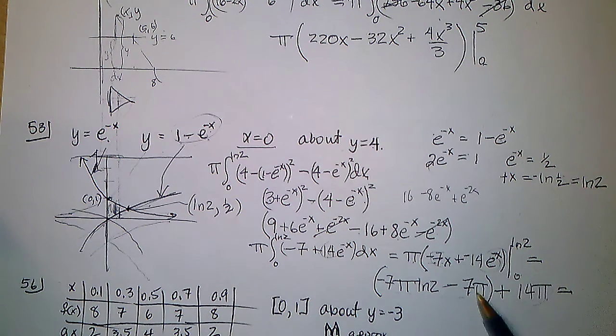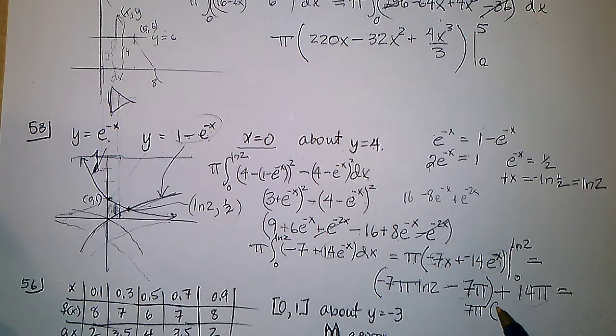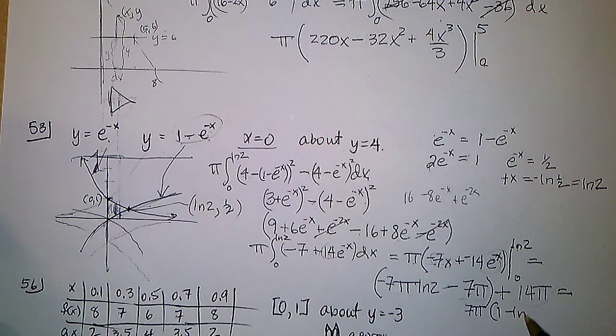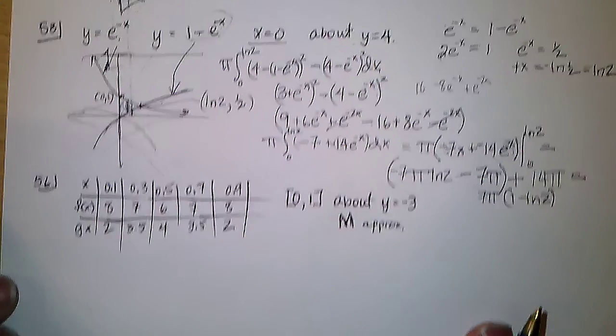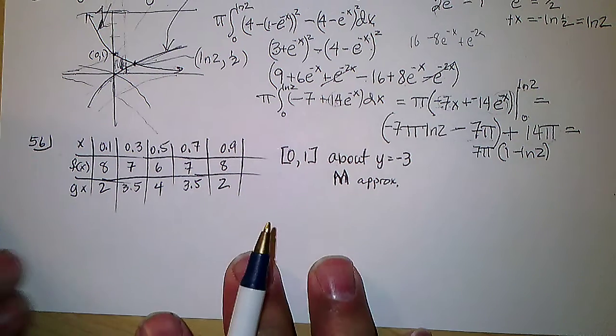So negative 7 pi plus 14 pi is 7 pi. 7 pi minus 7 pi times ln2. ln2 is less than 1, so this will be smaller than the 7 pi. We're going to have 7 pi times 1 minus ln 2. That's it, simplified. Okay, there we finally got that one straightened out. That was bothering me there. All right.